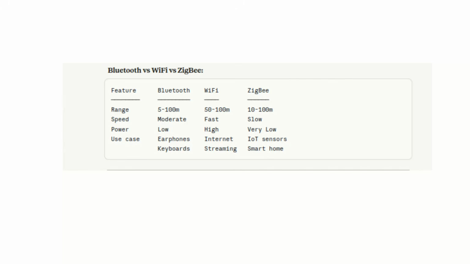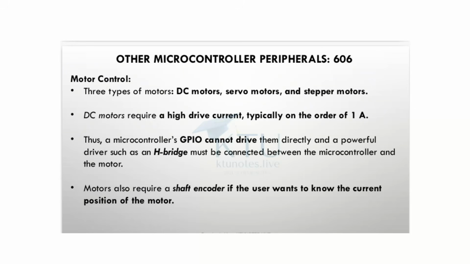Power is low for Bluetooth, but Wi-Fi requires high power; we are continuously connecting it to a power connection. Zigbee also uses very low power. For the use case, we know where we use Bluetooth, and Wi-Fi is for internet and streaming purposes. Zigbee is used in IoT sensors and smart homes. So the power used in Zigbee is very low, and the speed is also very slow. This is the difference between Bluetooth, Wi-Fi and Zigbee.